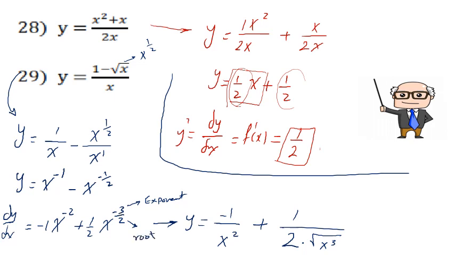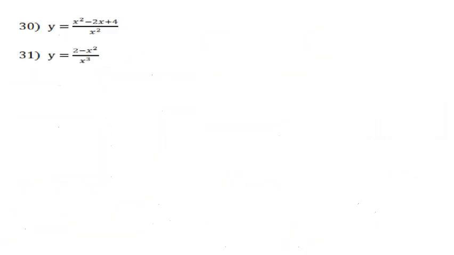And negative, it means that it's in the denominator. For question 30, I have rational functions. Y is equal to x squared minus 2x plus 4 divided by x squared.